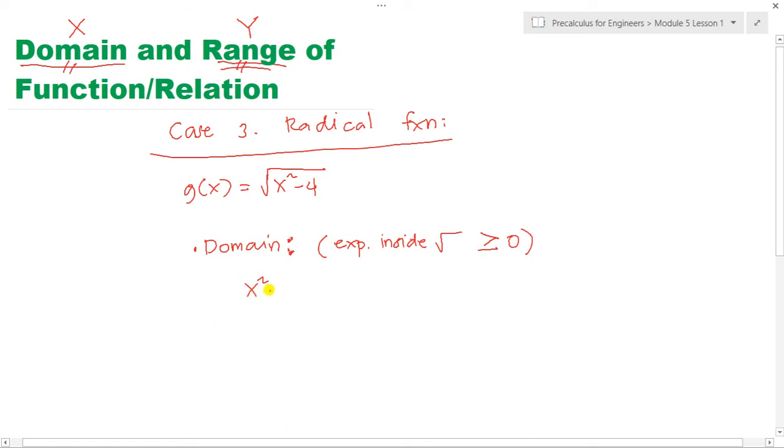So since the expression inside the radical sign, x squared minus 4, must be greater than or equal to 0. And then sa concept nato sa inequality, just solve for x. So transpose this. So you have x squared greater than or equal to 4. Then square both sides. So our x is greater than or equal to, unsa man? Positive 2 or negative 2?